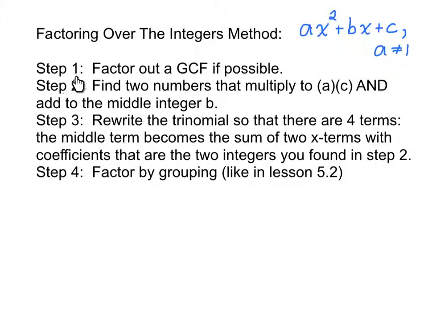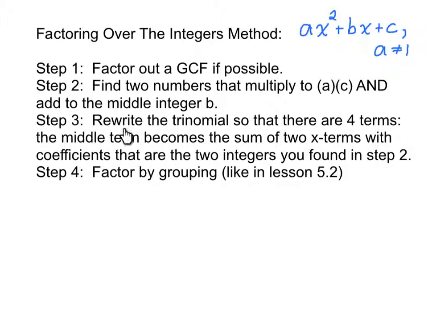First, you want to factor out a greatest common factor if possible. So that is anything that all of the terms are divisible by. Step 2 is to find two numbers that multiply to a times c. Whatever a times c is equal to, you want to find two integers that multiply to that number and also add to the middle integer b. So we'll be having to identify a and b and c out of our trinomials.